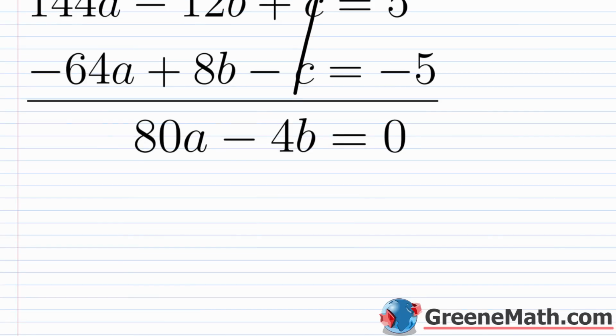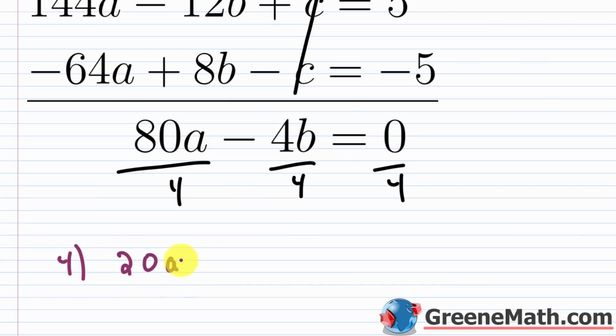Again, go ahead and divide everything by 4 here, just to make the numbers easier to work with. So my equation number 4, 80 divided by 4 is going to be 20. So this would be 20a. And then minus 4 over 4 is 1, so this is b. And this equals 0 over 4 is 0.